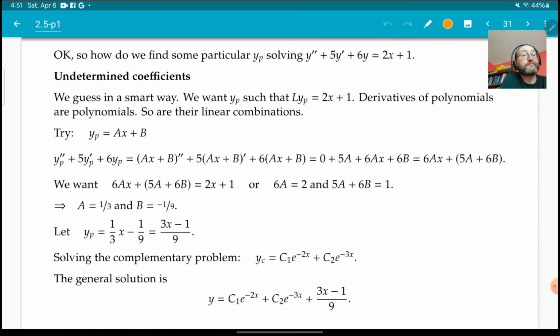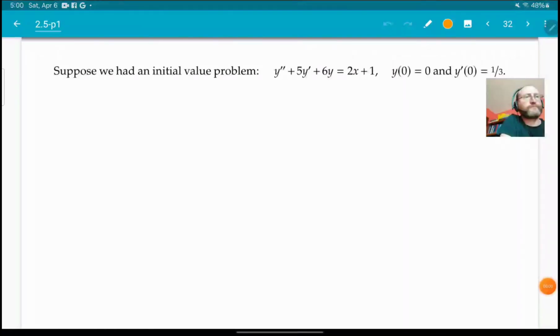All right. Now, to get the general solution to this problem, we just add the two. So we take the complementary solution and we add the particular solution. Okay, and we're done. We have the general solution.